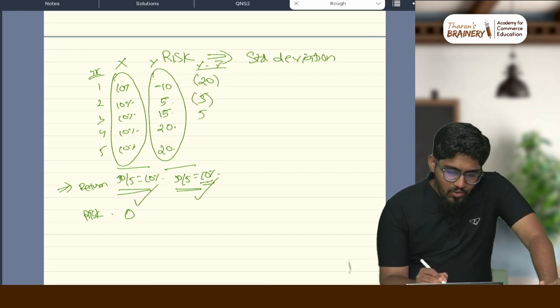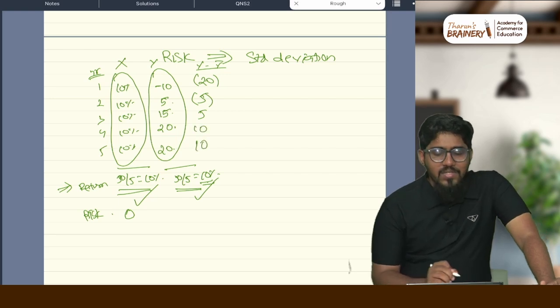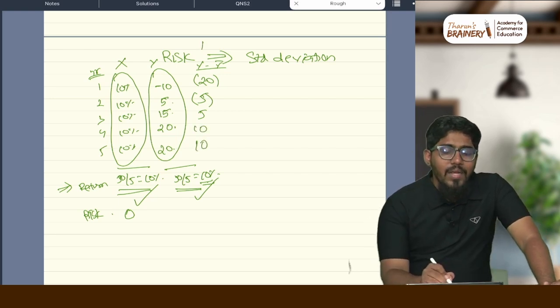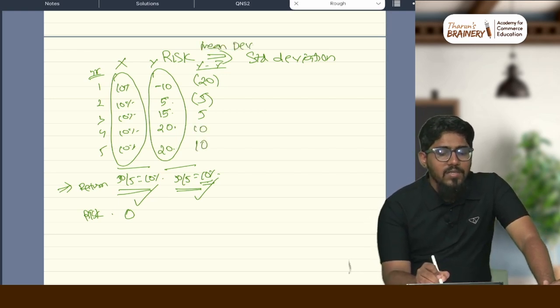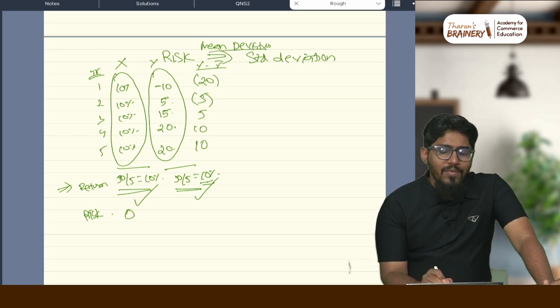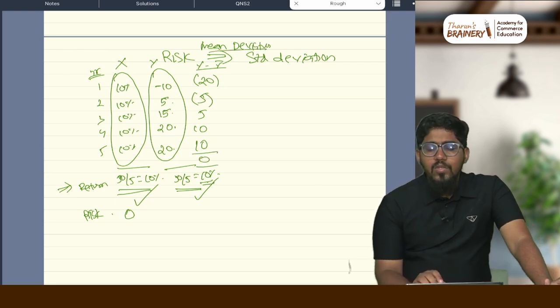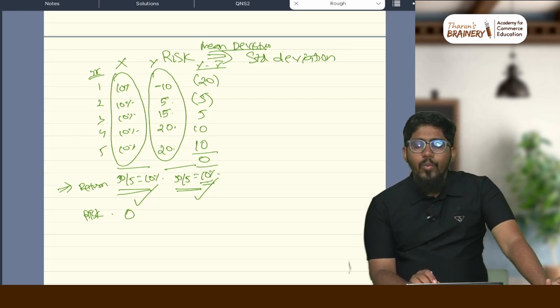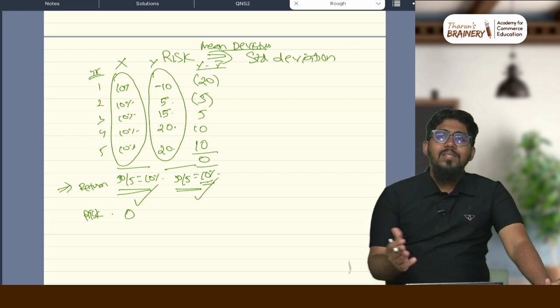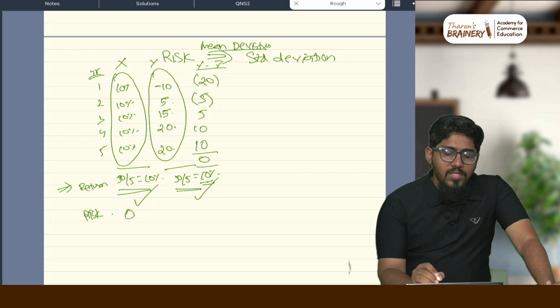15 minus 10 is 5. 20 minus 10 is 10, and 20 minus 10 is 10. This is nothing but the mean deviation. But if you total these, you will get 0. So what you will do is take the mean deviation squared, just to get the square of the deviation.